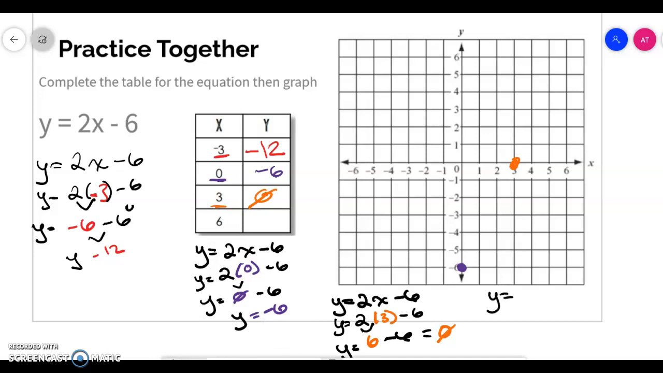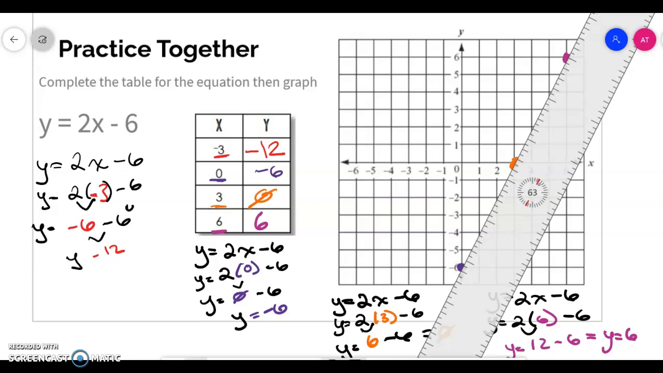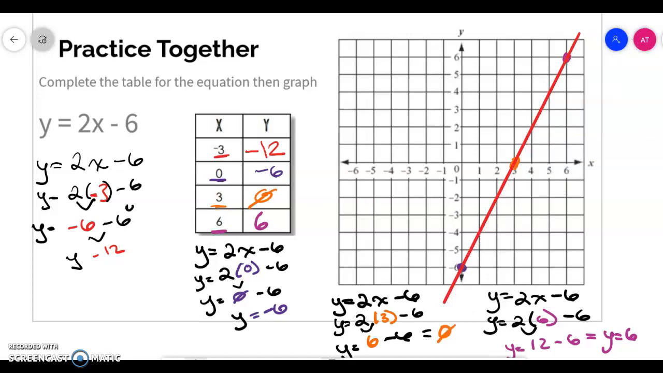And our last x is 6. So pause the video and see what kind of answer you're going to get for this one. If you plugged in 6, you should have gotten 2 times 6, which is 12, minus my 6, which would give me 6. So at 6 on the x-axis go up all the way to +6, and you should put a point. Now the second thing we're going to do, make sure they line up. Yep, makes a straight line. Now I'm going to draw my straight line. Make sure you put the arrows at the end. And there's your graph. Let's do the last one together.